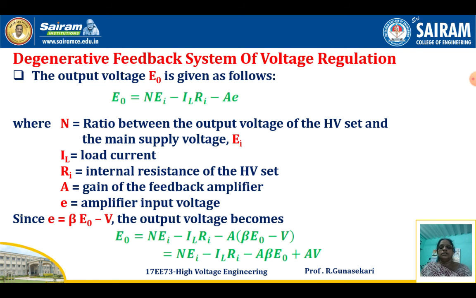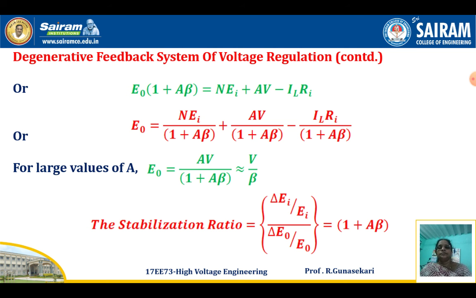Since the amplifier input voltage e is equal to beta E0 minus V, this value is substituted in the above equation. Finally, we get E0 equal to N into EI minus IL Ri minus A into beta E0 minus V. Now you can multiply by A. So E0 is equal to N EI minus IL Ri minus A beta E0 plus AV.